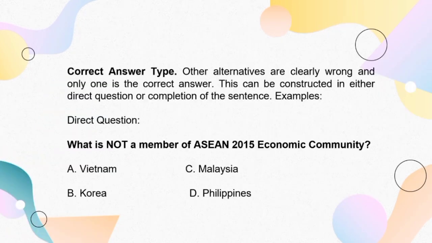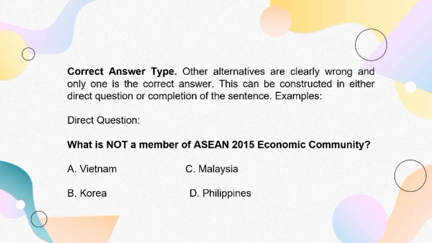Correct answer type. Only one alternative is the correct answer, while the others are clearly incorrect. These questions can be framed as direct questions or sentence completions. Best answer type. All alternatives are correct, but one is considered the best or most appropriate choice.